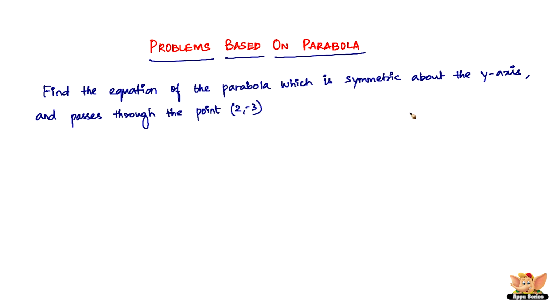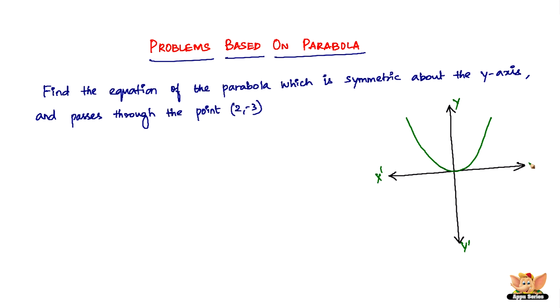What is this data trying to say? Symmetric about the y-axis. First of all, let us try and draw this parabola that is mentioned in the question. Something like this. This is, of course, y', and this is x', x. What does it mean when they say symmetric about the y-axis? It's got equal halves on both sides of the y-axis. That means the vertex of the parabola lies on the origin of the rectangular coordinate axes. That's what it mainly means.